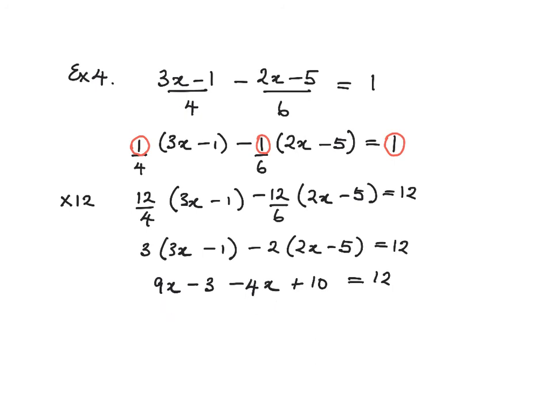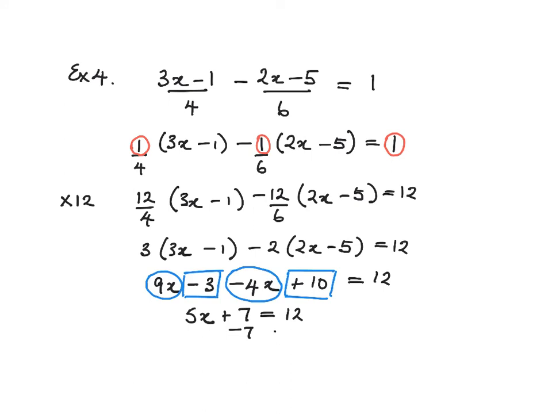What we should be doing here, of course, is simplifying, gathering together like terms. So I'm going to put a circle around the 9x and the minus 4x. Remember to include the sign. I'm going to put a box around the minus 3 and a box around the plus 10, and that will allow us to simplify correctly. 9x take away 4x is 5x, minus 3 plus 10 is 7. Subtract 7 from both sides, we have 5x, and x equals 1.